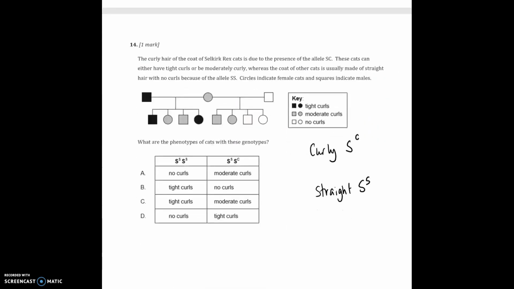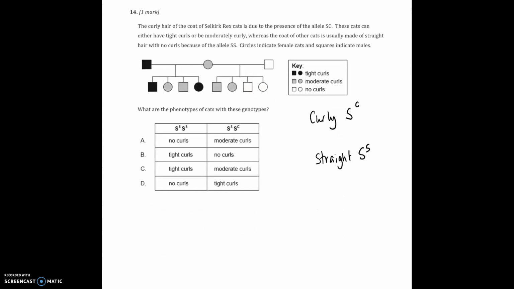In question 14, we know that this curly allele is S little c, and we know that straight is S little s. To be honest, this pedigree analysis is kind of an irrelevance. You don't really need to worry about that, because if we know that straight is SS, then this one must have no curls. So we can immediately cross out B and C because they're saying that SS would give us tight curls, which it can't do.